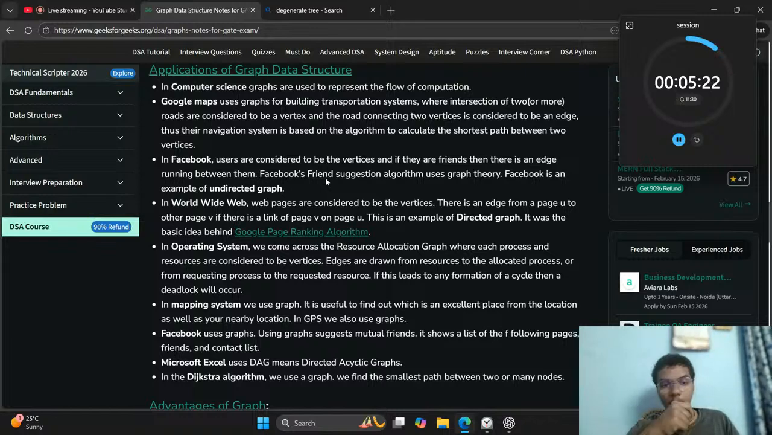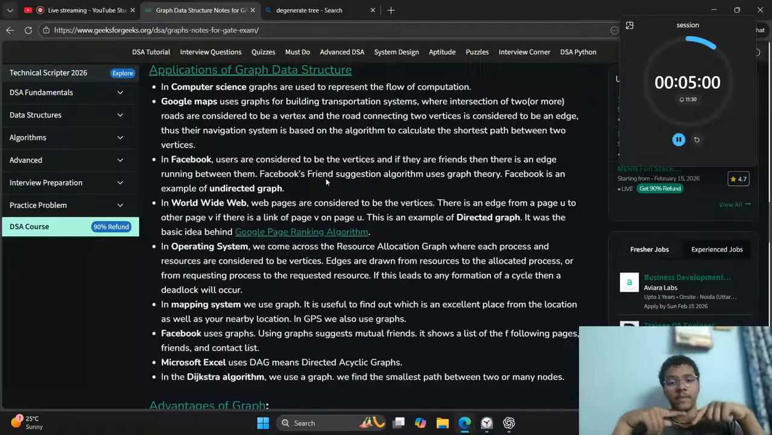Shortest path, nice. In Facebook, users are considered to be vertices. If they are friends, then there is an edge running between them. Facebook's friend suggestion algorithm uses graph theory. Facebook is an example of an undirected graph. In the World Wide Web, web pages are considered to be vertices. There is an edge from page U to page V if there is a link to page V on page U. This is an example of a directed graph. It was the basic idea behind the Google page ranking algorithm.